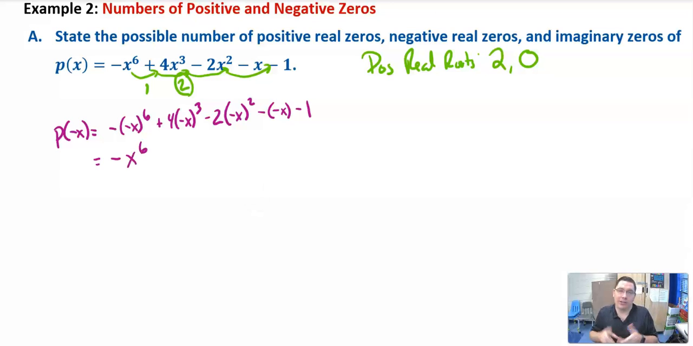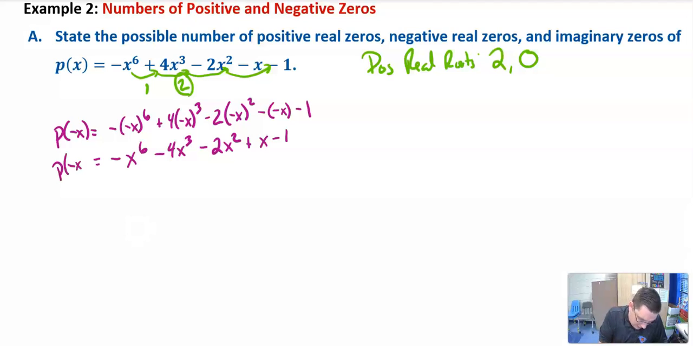Negative x to the 3rd, that's a negative times a negative times a negative, so that's a negative. So that's going to change when I multiply by this positive 4. So it's going to be minus 4x to the 3rd. Negative x squared, our next term, negative times negative is positive, so it's not going to change the sign of the negative 2 that's in front. So I'm going to have minus 2x squared. Negative times negative is a positive, so that's positive x, and then I have the negative 1 at the end. So p of negative x is negative x to the 6th minus 4x cubed minus 2x squared plus x minus 1. So now we count the sign changes here.